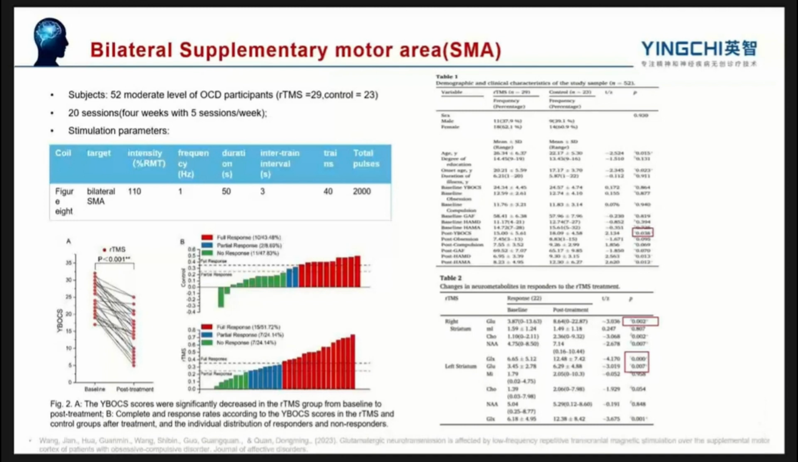Because according to previous studies, the neural metabolites, especially the glutamate and the glutamate and glutamine complexes, is an indicator of the activity of the striatum. So after the treatment, we can see an increase of the neurotransmitters. Also, we can speculate that there's activity improvement in striatum. And the striatum is a very important area in the cortico-striato-thalamic circuit, which is highly related to the OCD symptoms.